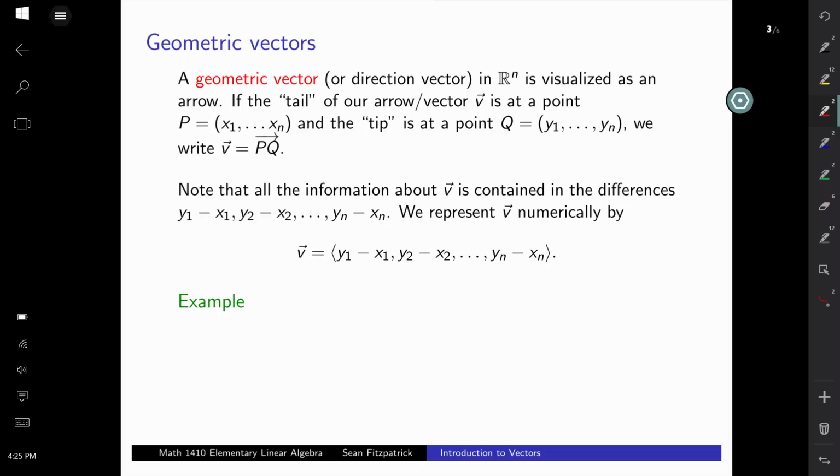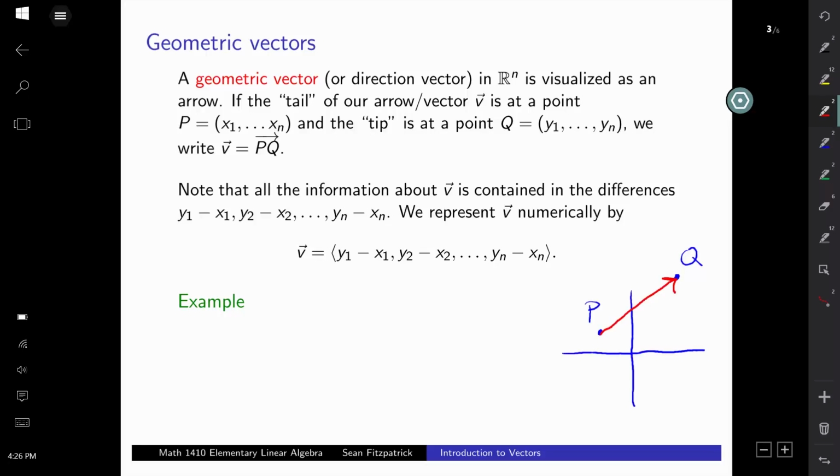Okay, so like I said, a geometric vector is something that's viewed as an arrow. If you're in 2 dimensions or 3 dimensions, you might have something like this. Let's draw a two-dimensional picture. I'll put it down here in the corner. You've got a pair of coordinate axes, and you've got a couple of points. You've got a point here, a point P. You've got some other point Q over here, and a vector is just going to be the arrow between them.